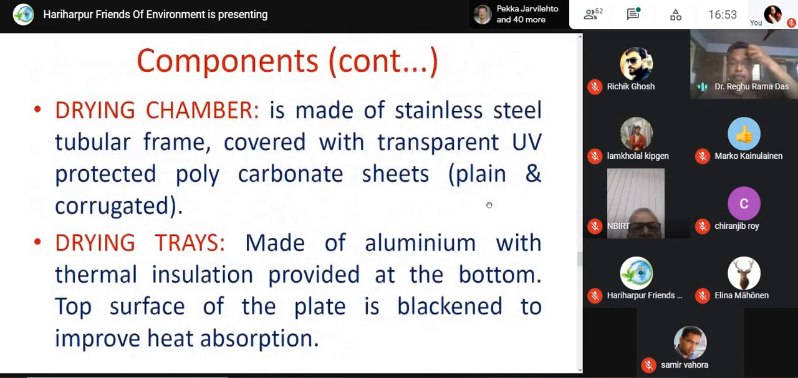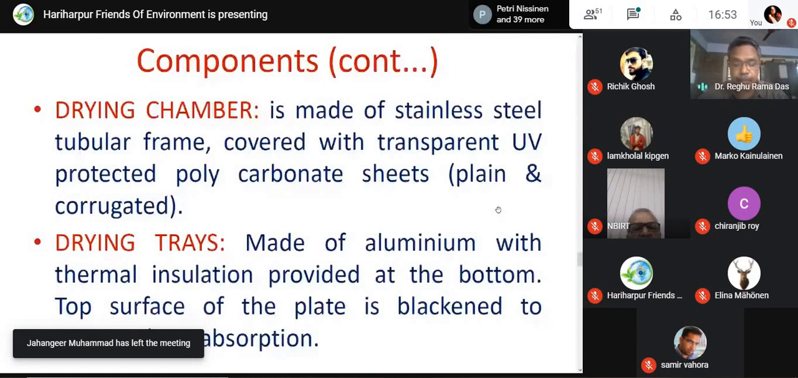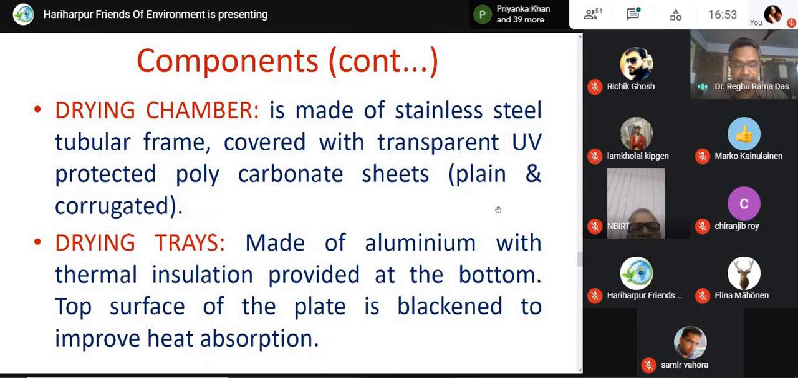About the drying chamber, it is made of stainless steel square tubes covered with transparent UV protected polycarbonate sheets. We use mainly plain sheets, so that it will radiate more heat inside the chamber. As far as the drying trays are concerned, they are made of aluminium with thermal insulation provided at the bottom, and the top surface of the tray is blackened to improve heat absorption. Next slide, please.